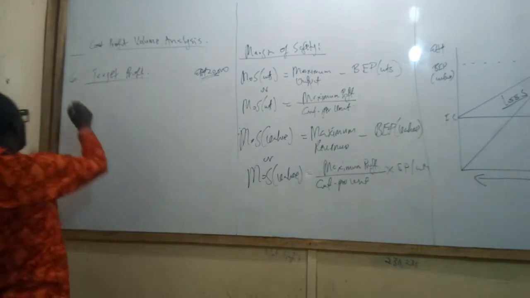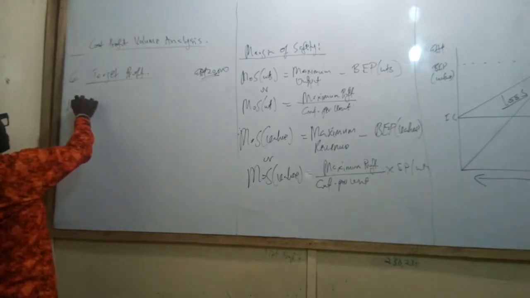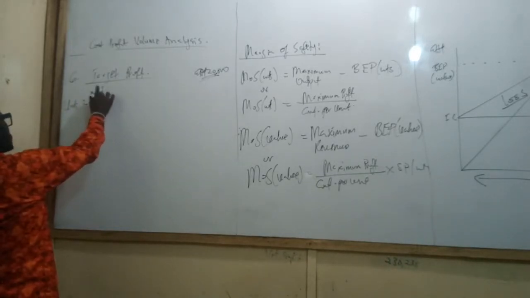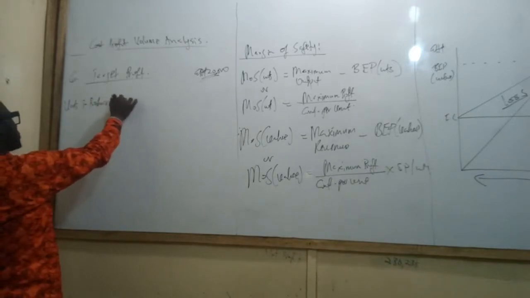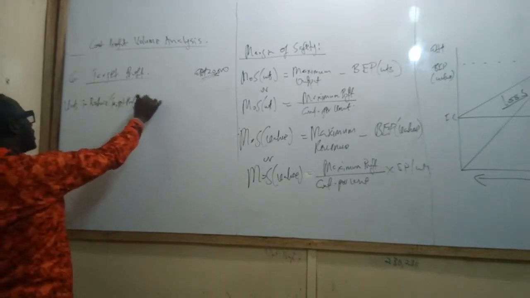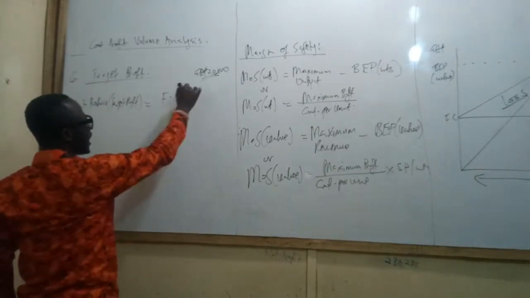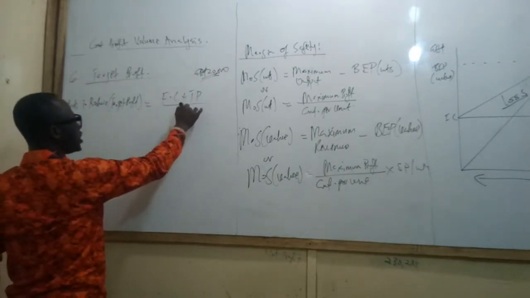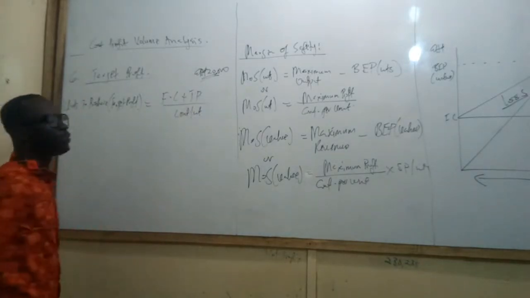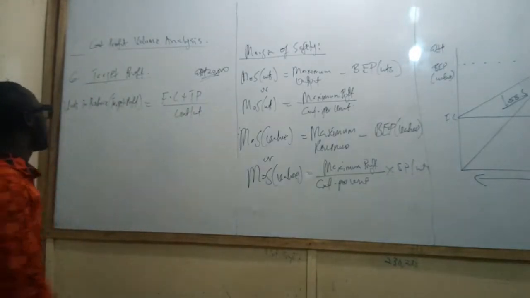So what is target profit? We will have units to produce for a target profit. So if we want to calculate the units to produce for a target profit, we bring fixed cost plus target profit divided by contribution per unit.